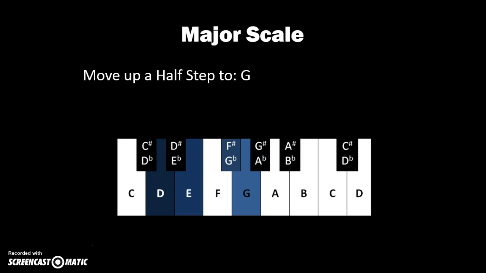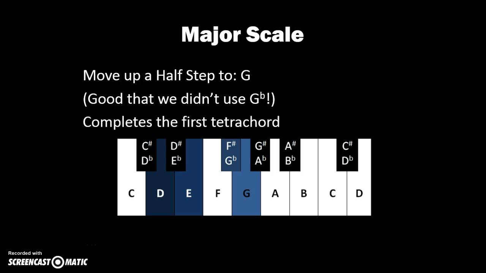It is really good that we did not use G flat, because then we would have skipped a letter and used another letter twice. I have seen students do this and you want to really avoid that. You want to use each letter once. That completes our first tetrachord.